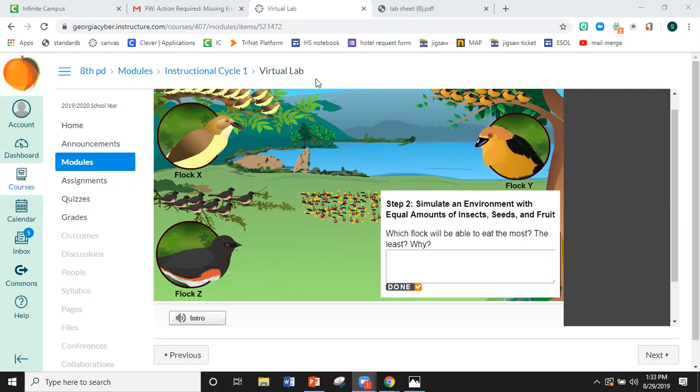Okay, so for me, this is just my personal thought. I predict that flock Y could eat more fruit because their beak is larger. All right, that's just my personal prediction, just my thought. I don't know.